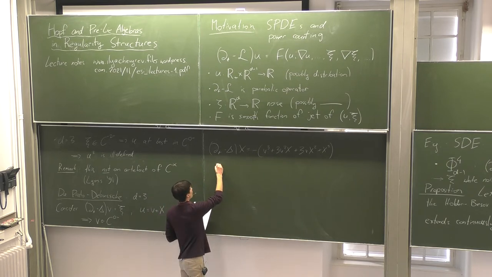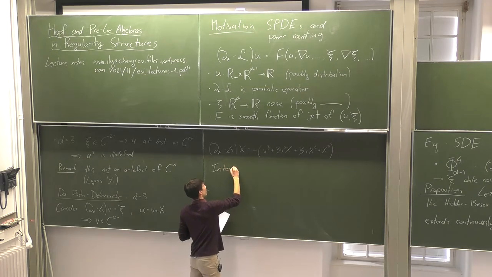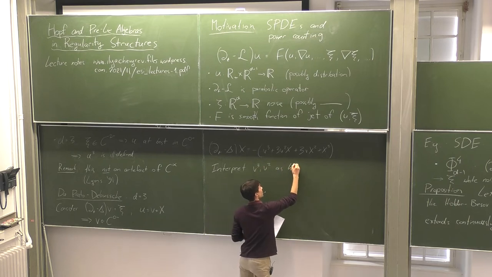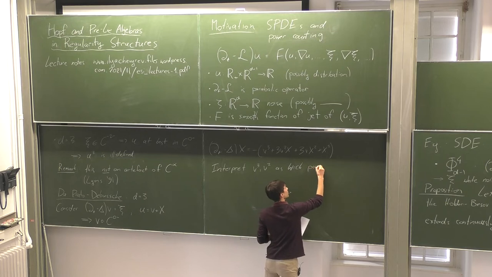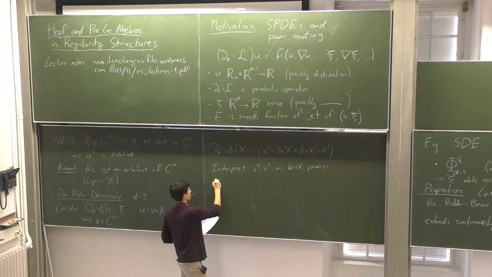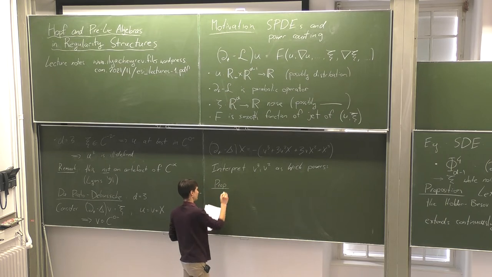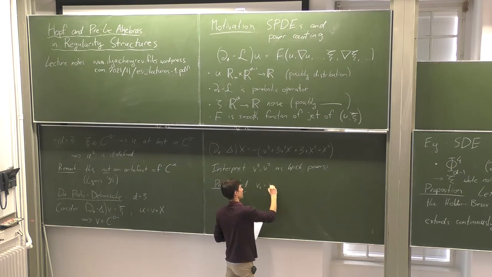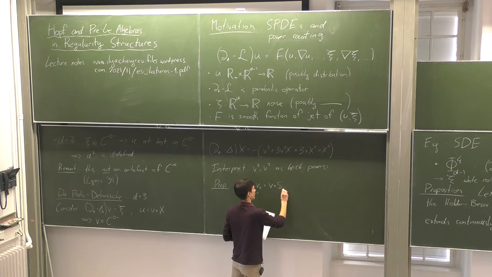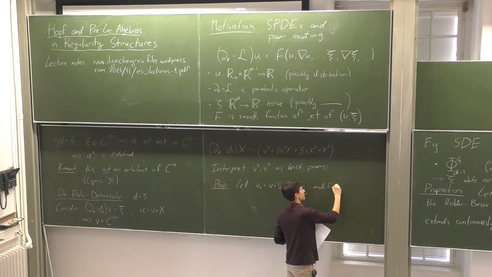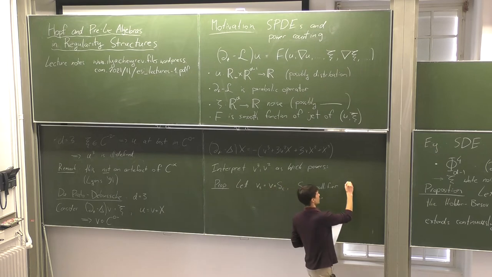So indeed, what we can do is interpret v cubed and v squared as Wick powers. And for this, I'm going to recall another proposition. The proposition is that let v epsilon be v convolved with delta epsilon, where delta epsilon is a mollifier. It's a smooth approximation to the identity, such that it converges to delta as epsilon goes to zero.